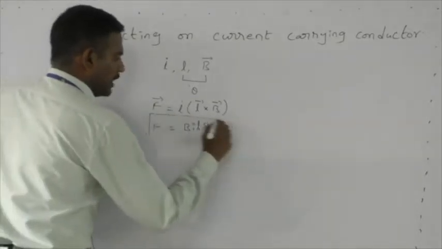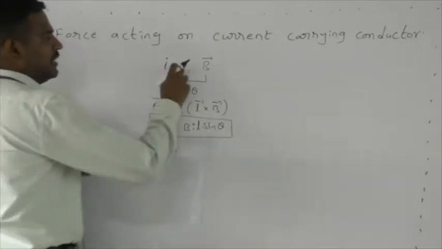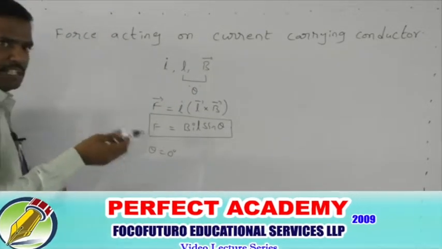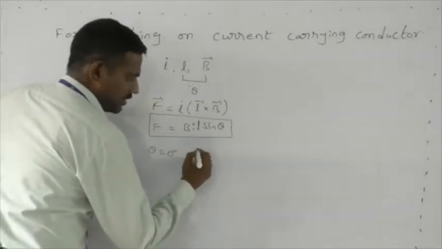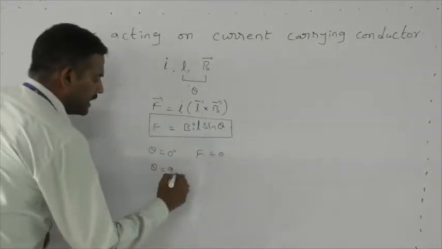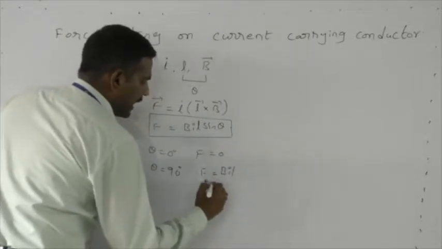From here, what can we understand? If theta equals 0, what is the meaning of it? If the length of the conductor is parallel to the magnetic field, then the force will be F equals BIL sin 0 equals 0, so the force will be 0. And if theta equals 90 degrees, then the force will be the maximum, which is BIL.